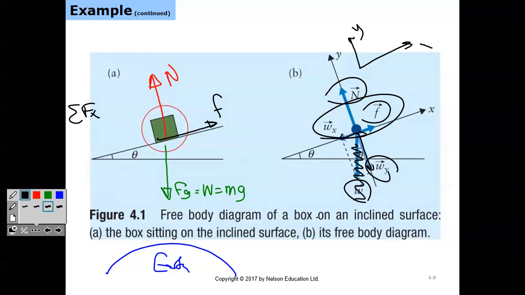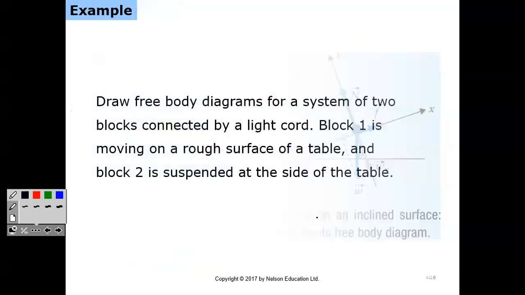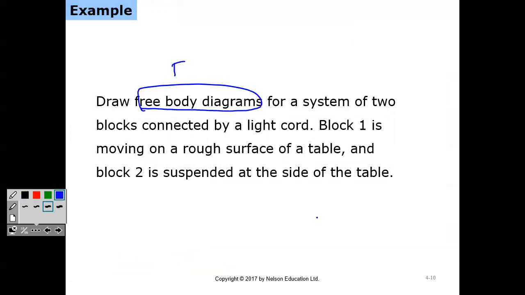So we have done it already. All the forces are either in the x direction or the y direction. We can quickly write the equation. So that is the idea. So let's do an example problem. Another one. Draw the free body diagram. So the short form for this, FBD. So you should understand when I write FBD, I mean free body diagram.